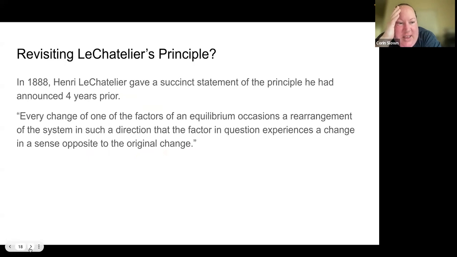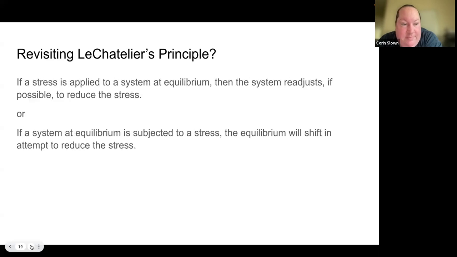So let's take a look at that definition. So I think this is fascinating. In 1888, Le Chatelier gave this statement of a principle he had been thinking about for 4 years. So every change of one of the factors of an equilibrium occasions a rearrangement of the system in such a direction that the factor in question experiences a change in a sense opposite to the original change. Now, I don't know about you, but I think that's a statement that could bear some refining. It's pretty complicated, and I'm not sure that it says it as clearly as it could, but it's a great beginning.